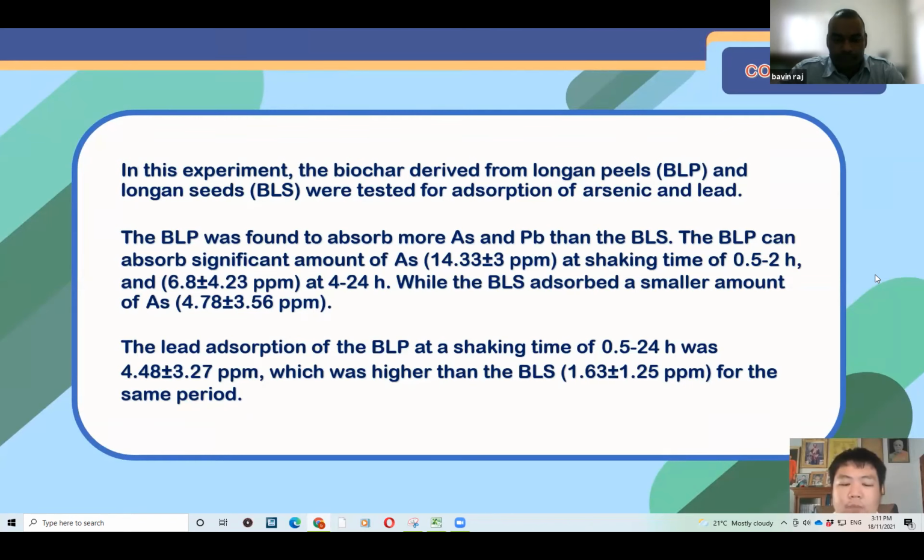The lead adsorption of the BLP at the shaking time of 0.5 to 24 hours was 4.48 plus minus 3.27 ppm, which was higher than the BLS, at 1.63 plus minus 1.25 ppm for the same period.